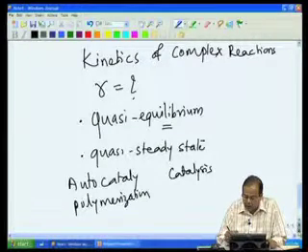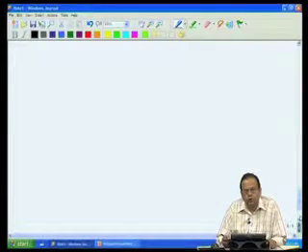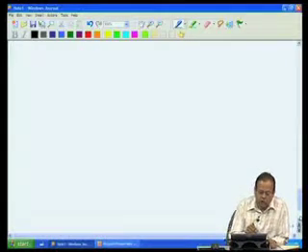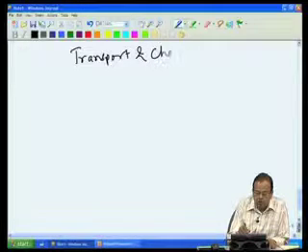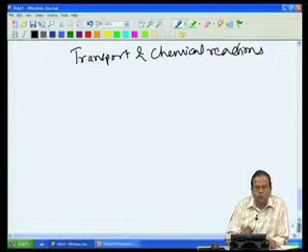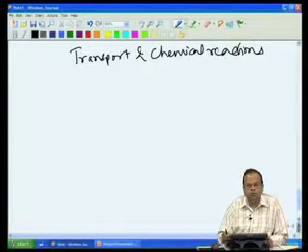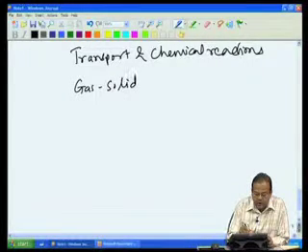We then turned our attention to looking at what happens in a reaction when we have more than one phase present in the system, namely heterogeneous reactions. So, we looked at transport phenomena and how it influences the chemical reactions. And for this we looked at two or three different processes. First was gas solid catalytic reactions.